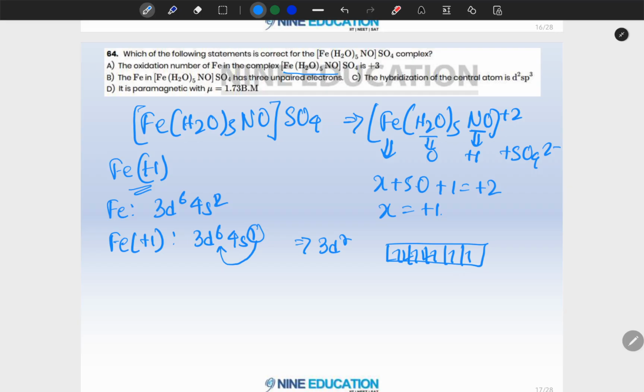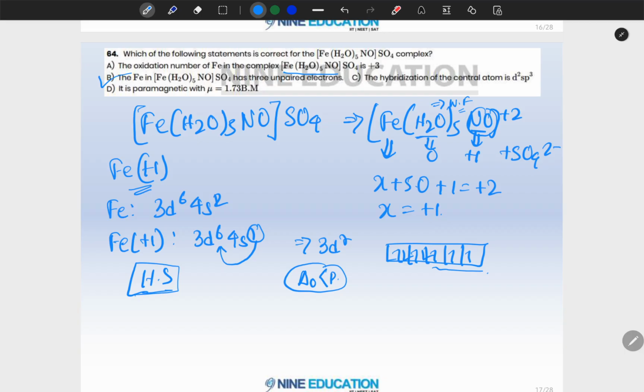Obviously, the resulting complex will be a high spin complex. Why? Because though NO is a strong field ligand, the other water ligands which are present along with NO are actually weak field. So there are 5 weak field ligands and only 1 strong field ligand. So obviously weak field ligands are dominating in this case, and that's why the splitting of the d orbitals will also be less. The splitting of the d orbitals will be less than the pairing energy, and as a result, the resultant complex will be a high spin complex. So 3 unpaired electrons are present over here, right? So option B is the correct option.